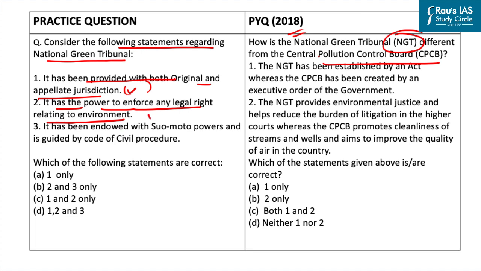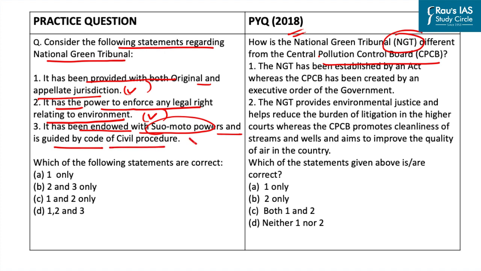Further, the body has the power to enforce any legal right that is related to the environment. Now statement 2 is also correct, as the tribunal has been given the power to enforce any legal right relating to the environment. Moving on to the third statement, it says it has been endowed with suo motu powers and is guided by the Code of Civil Procedure.